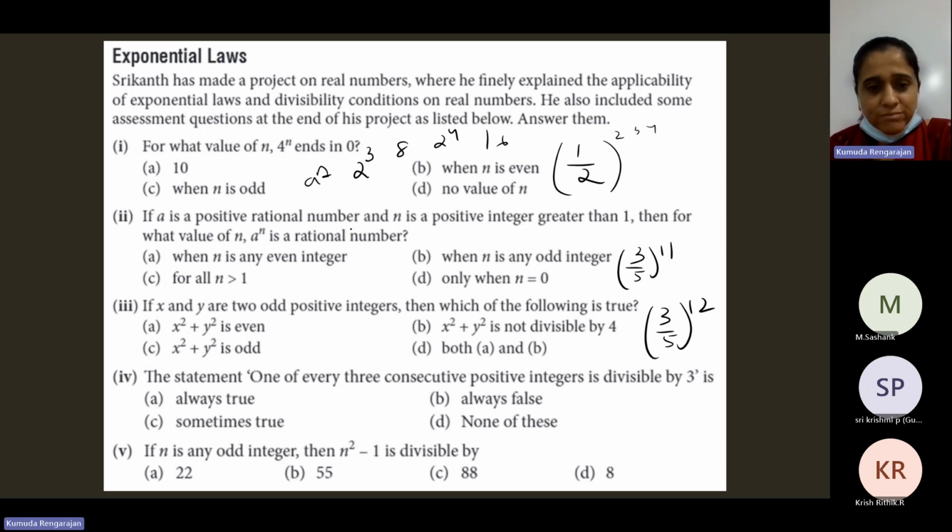A is a rational number and n is an integer greater than 1. A is a rational number, just a by b. Okay, it's a rational number, and n is a positive integer greater than 1. For what value of n is a to the power n a rational number?